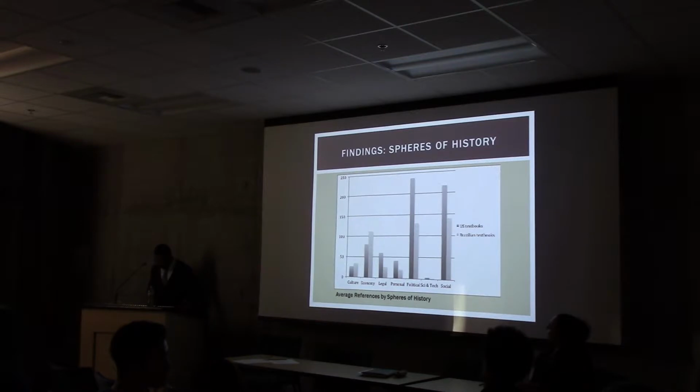So, to the findings. It was clear from the graph that both the US and Brazilian textbooks had particular patterns in terms of the references to slavery under specific spheres of history. For all books, the emphasis was on the political and social aspects of slavery. You can see these are the averages across all 8 books. The US are the darker ones, Brazil are the lighter ones. Those are the average number of references per textbook.